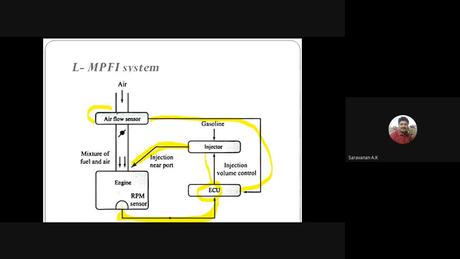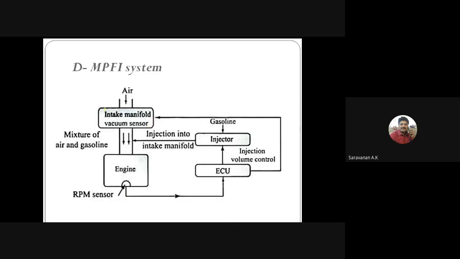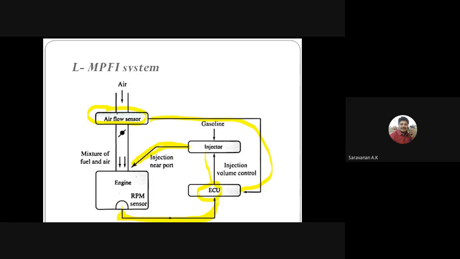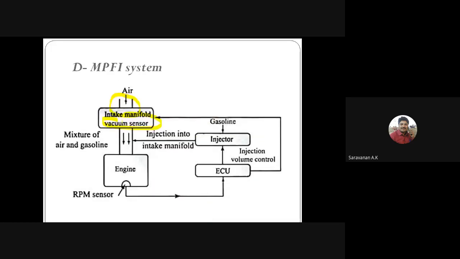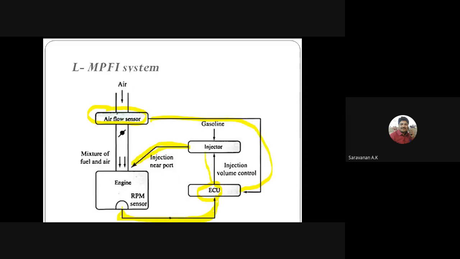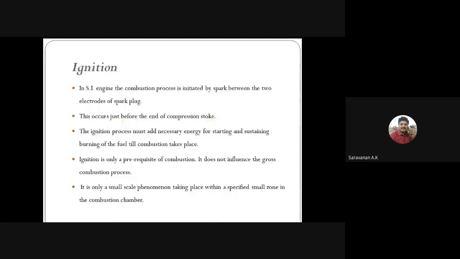Here only the airflow will be sensed, but there the airflow pressure is also sensed, and the vacuum is sent. These are the differences. Here only the airflow will be sensed, and there the vacuum will be sensed. So that is the D multi-point fuel injection system and the L multi-point fuel injection system. Then we can switch over to the next topic, the ignition.